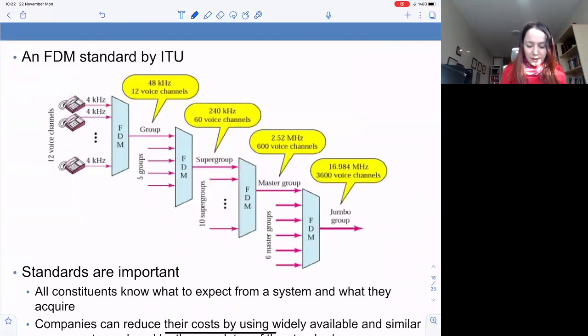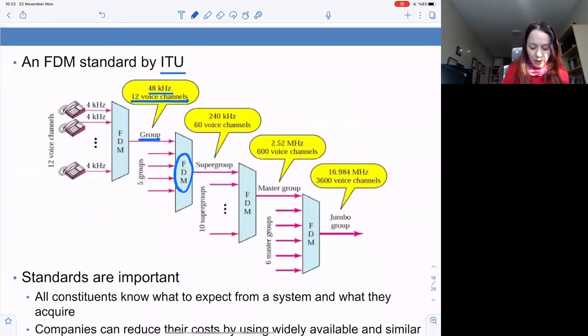So this is the FDM standard by the International Telecommunications Union. 48 kilohertz is formed by 12 voice channels, so 4 kilohertz per voice channel, and this forms a group. And then 5 groups are frequency division multiplexed together to form a supergroup containing 60 voice channels. And then 10 supergroups forming 2.5 megahertz are called a master group, and then the jumbo group, etc. So this is a standard.